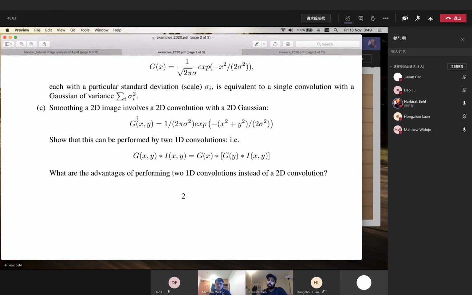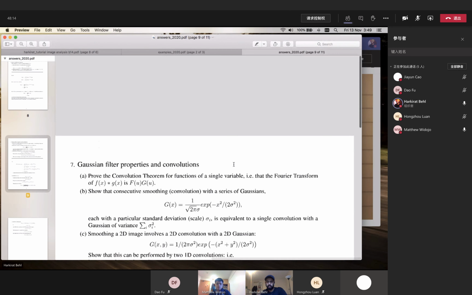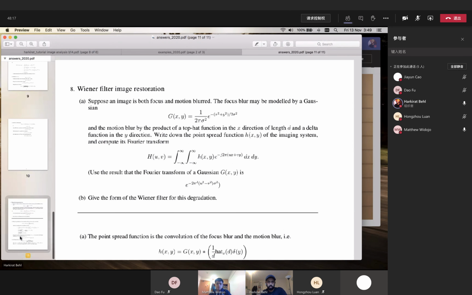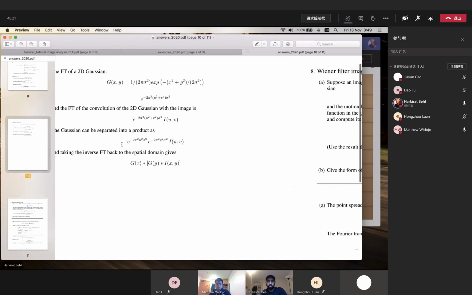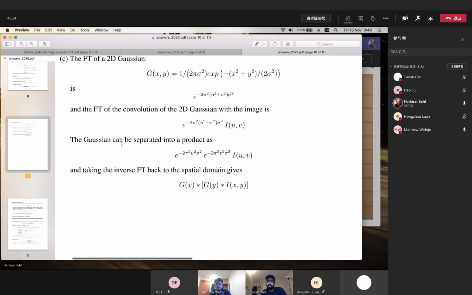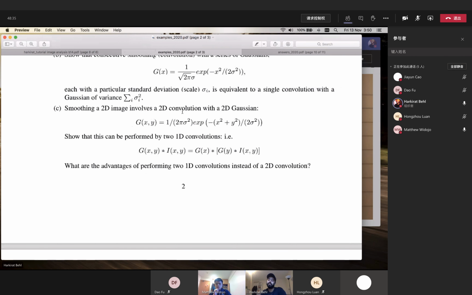And so the third part is: smoothing of a 2D image involves a 2D convolution with a 2D Gaussian. Show that this can be performed with two 1D convolutions. I think all of you did this correctly as well. This is the answer for this. Basically, it's straightforward. It comes out as u squared plus v squared, and then you can split both of them. Then they become two different Gaussian filters. And so that is like two one-dimensional convolutions.